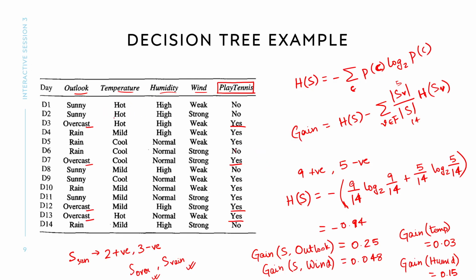Now if we go to sunny, right? Sunny has how many? One, two, three, four. I'll move to a different color actually.